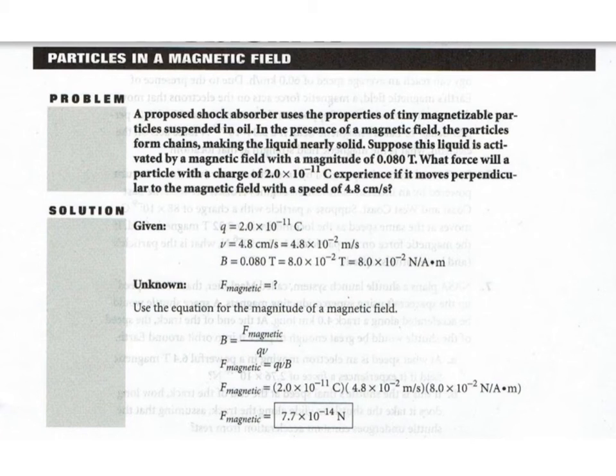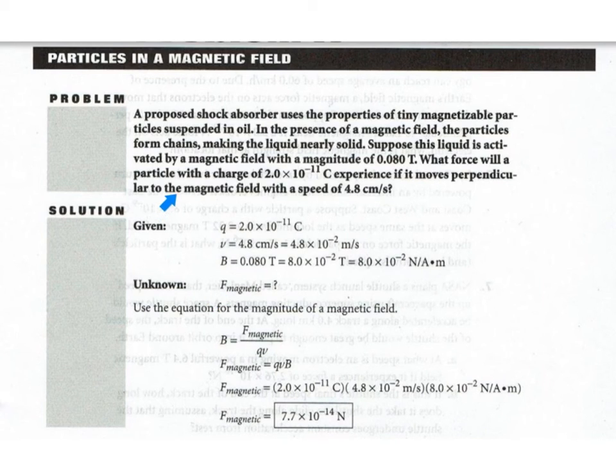So we have a liquid is activated by a magnetic field with a magnitude of 0.08 Tesla. Now this right here is going to be our B. And a Tesla can be converted into Newton per amp times meter. So you could see how we can use this as our conversion factors, our canceling out. What force will the particle with a charge? Now we've got our charge right here. What force? That's our magnetic force.